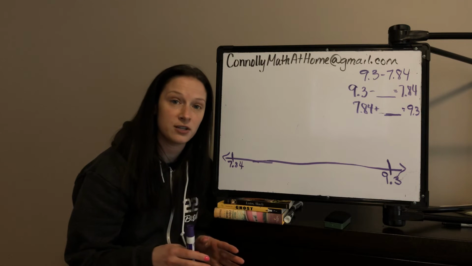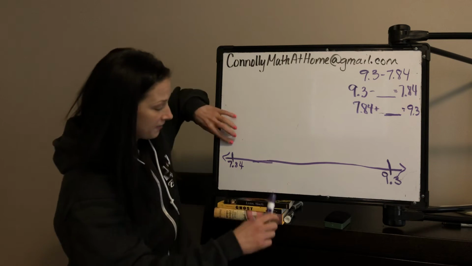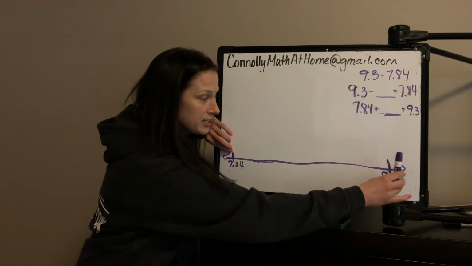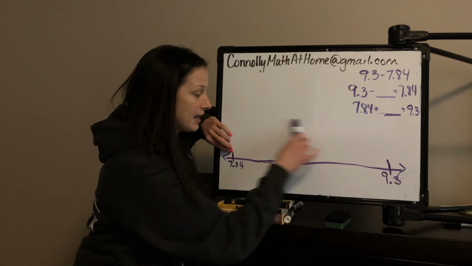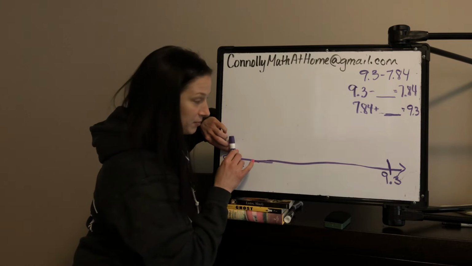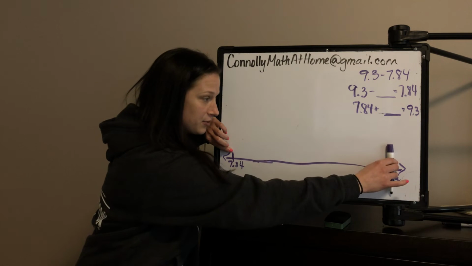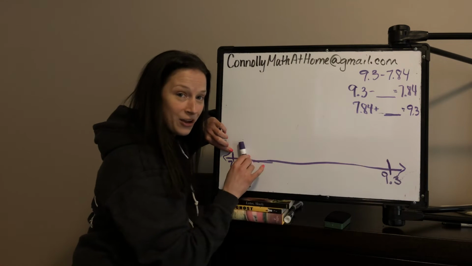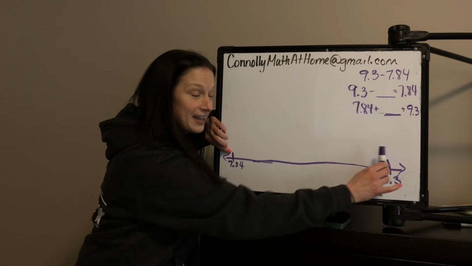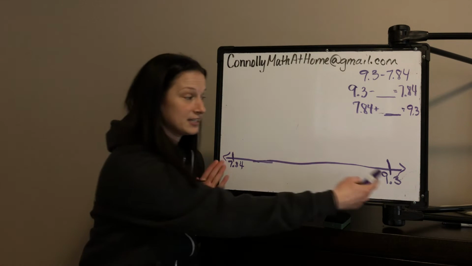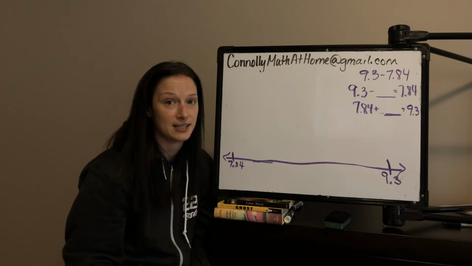And we use this strategy with whole numbers too. So I have 7 84 hundredths and 9 3/10, and my goal is to find how far it is from 7 84 hundredths to 9 3/10. I can go this way, or I can go this way. No matter what, the distance between these two numbers is going to stay the same.